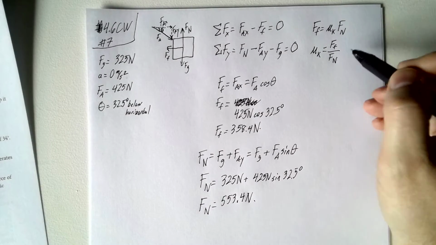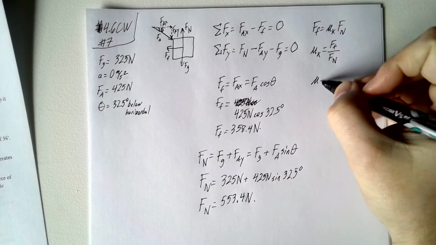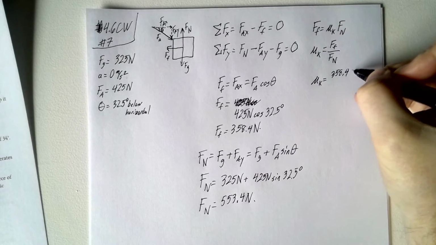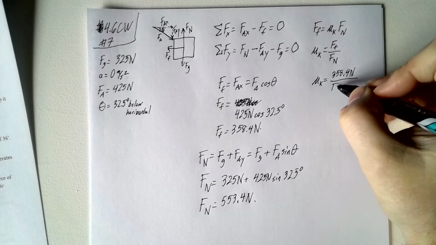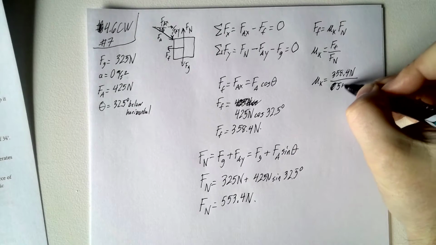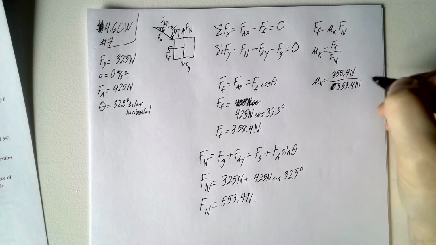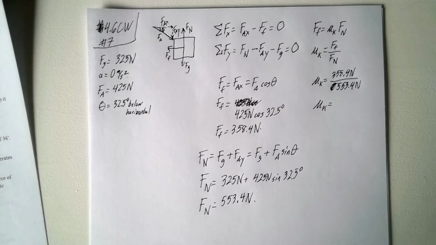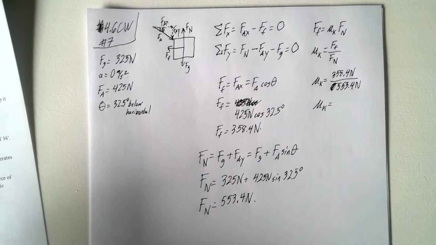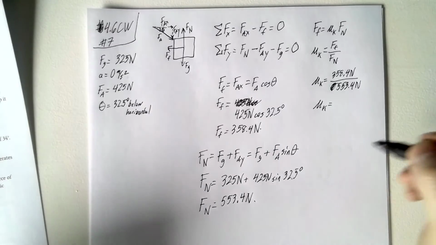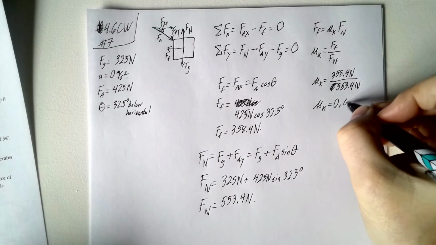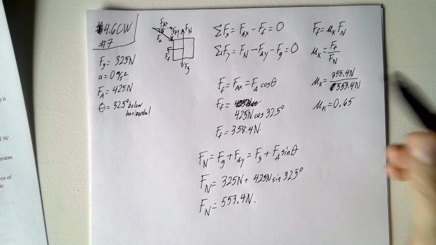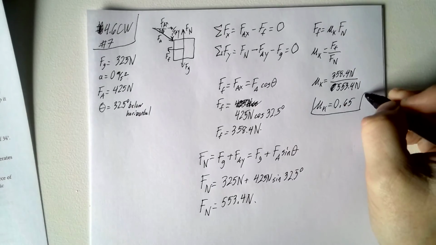So now we have this piece of information and this piece of information. We can solve this equation here. So plug in for mu sub k, 358.4 newtons divided by 553.4 newtons. So our mu sub k is 0.65. And that is our answer.